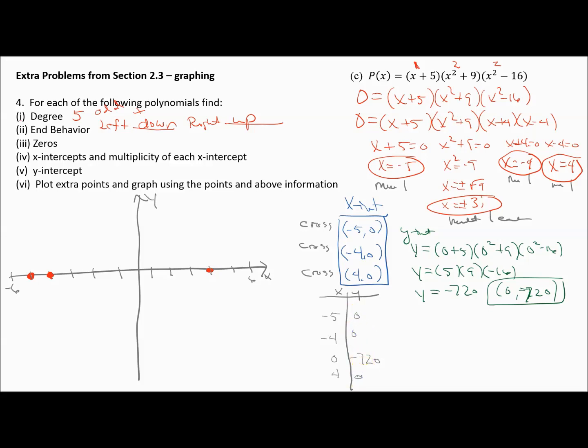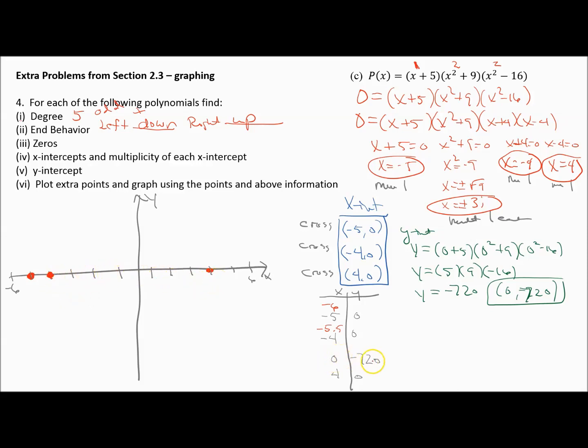Okay. Now I need to find some other points to plug in, like say negative 6, something to the left of here. As much as we don't want to, but we have to, negative 5.5, something between these two. Something between this negative 4 and this positive 4 that we have over here.